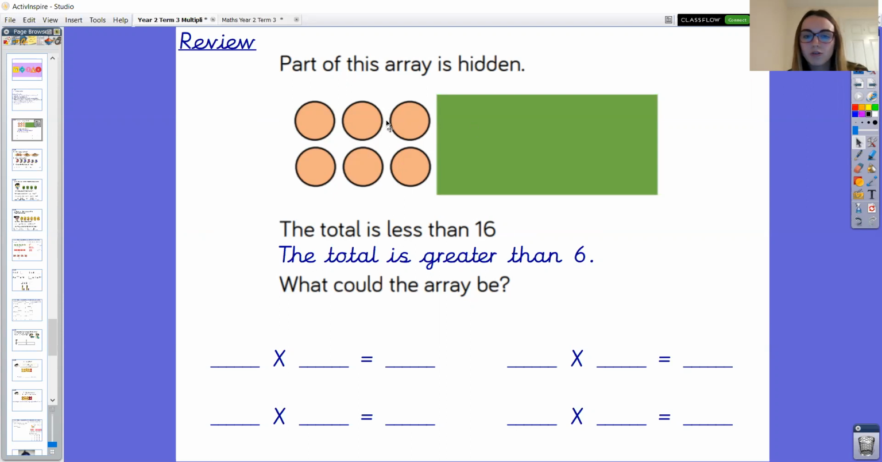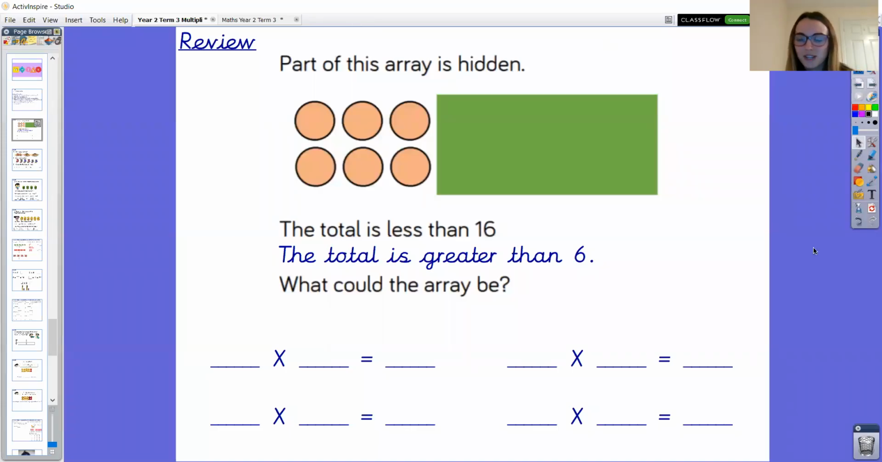Because there are 2 rows in this array, that also means that the total must be a multiple of 2. That means it must be an even number because it can be shared between 2 equal groups. So please pause the video here and see if you can write 4 multiplications around what the array could be.